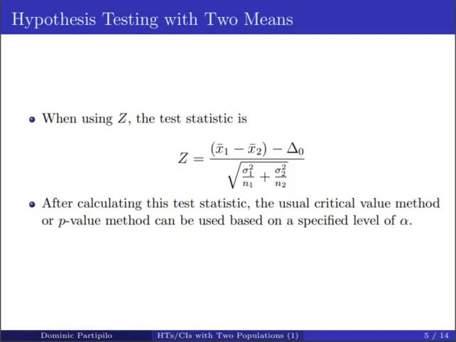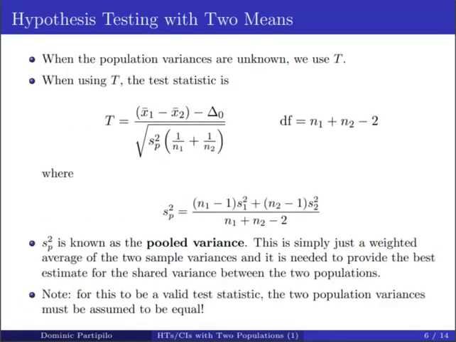So remember when we did this with one mean, we were taking that sample mean, subtracting that hypothesized mean, and then dividing by that standard error. So this is the same concept, it's just a slightly different formula. So after calculating this test statistic, the usual critical value method or p-value method can be used based on a specified level of alpha. And then we're going to go over an example of this in the next video. So when the population variances are unknown, which is actually most of the time, we're going to be using t instead of z.